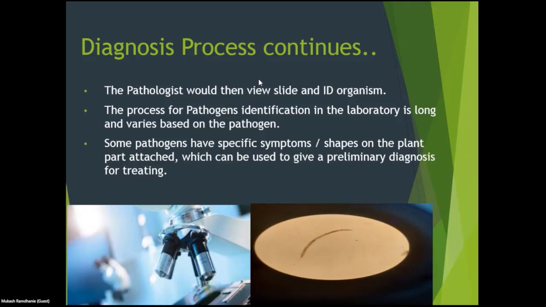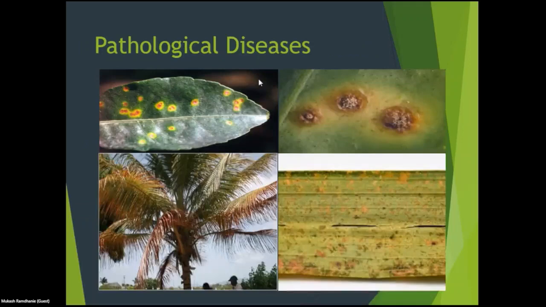Now, some pathogens tend to have specific symptoms, and also tend to give certain shapes on the plant part to which they are attached. And this can be used to give some sort of preliminary diagnosis for treating. If this can be done, then the pathologist can give some sort of management strategy to the farmer to manage this problem in the field.